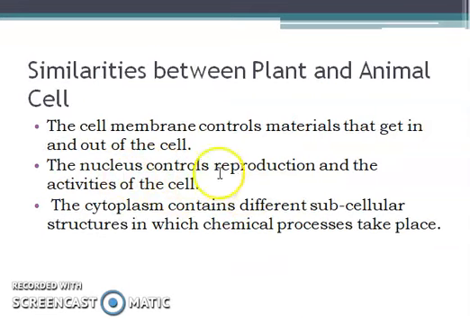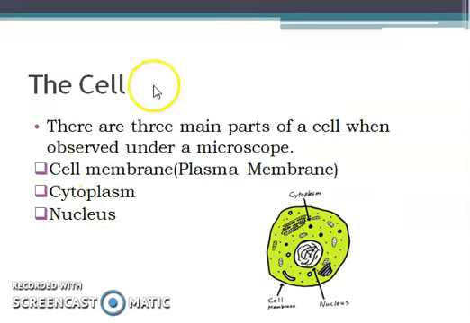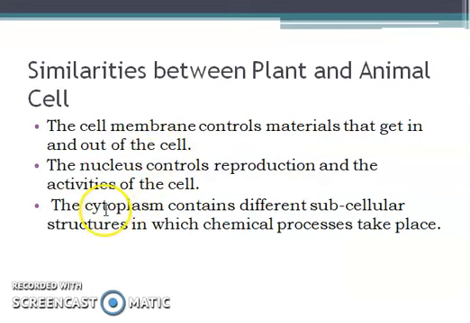And then we have the nucleus. The nucleus controls reproduction. It controls reproduction because the genetic material of a cell is found inside of this nucleus. The next one is the cytoplasm. As I said before, it has different structures and different organelles. These carry out different chemical processes.